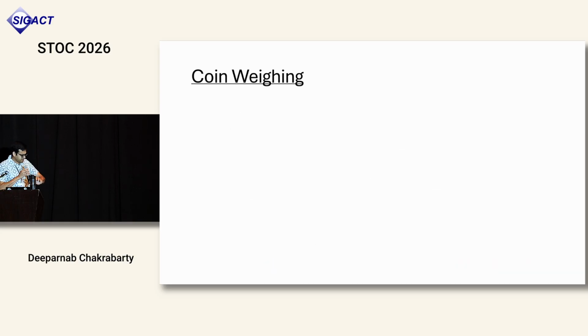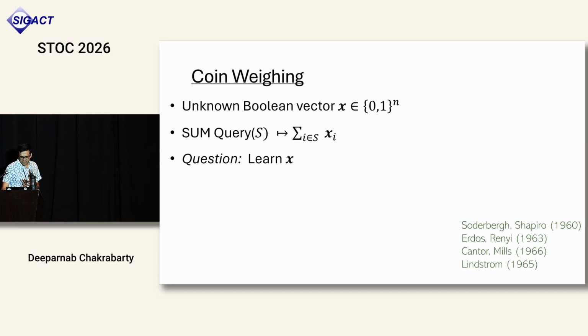Okay. So let me move to coin weighing. So remember, what was coin weighing? In coin weighing, I have more information from every query. Not only do I get whether I hit the support or not, I actually get how many elements of the support I hit in this subset S. And again, the goal is to learn X. Again, there's a set of works in the 60s that was stated.